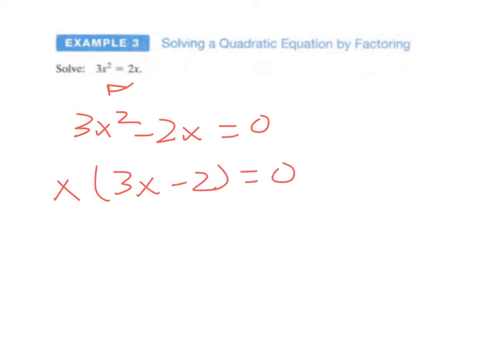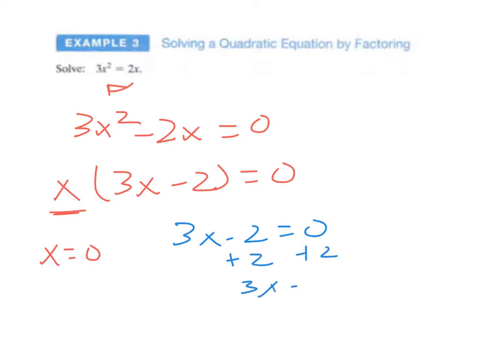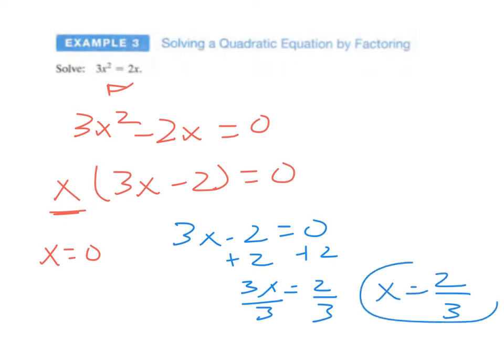And once again, I'm going to set each factor equal to 0. So x equals 0, that's one answer. And now I'll do the other factor, which is 3x minus 2 equals 0. And so I solve my equation, divide by 3. And in this case, I get a fraction, which is fine. And so I have my second answer. So there's my two answers to the quadratic.